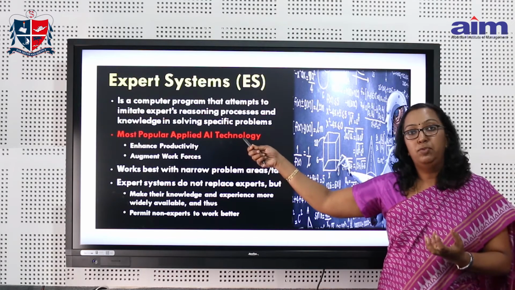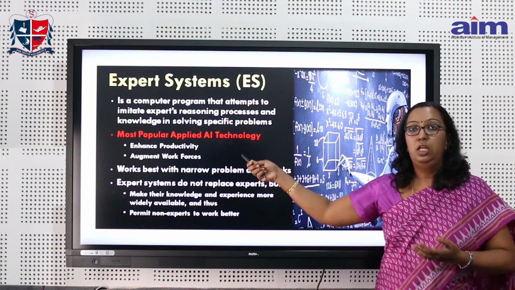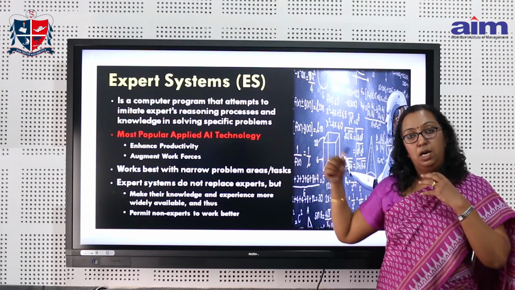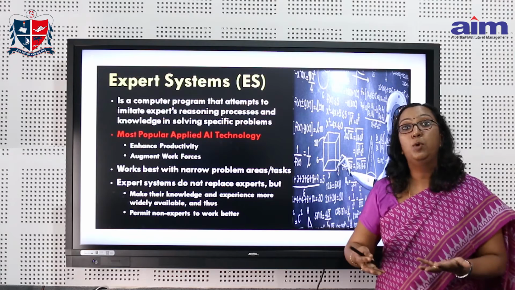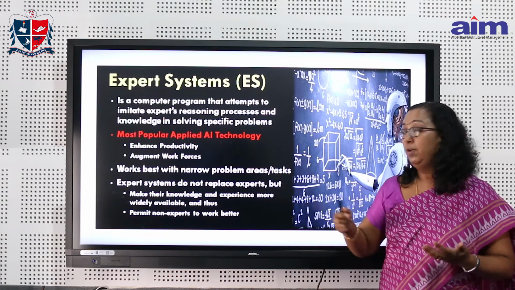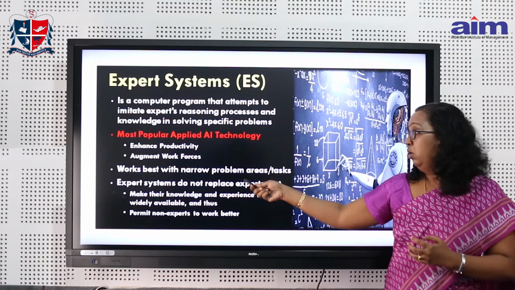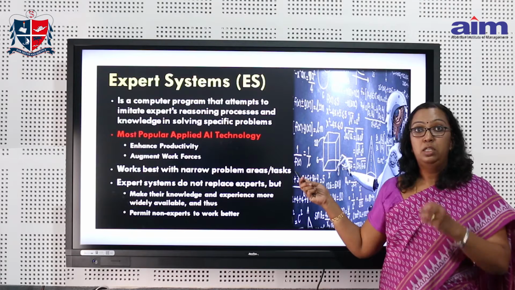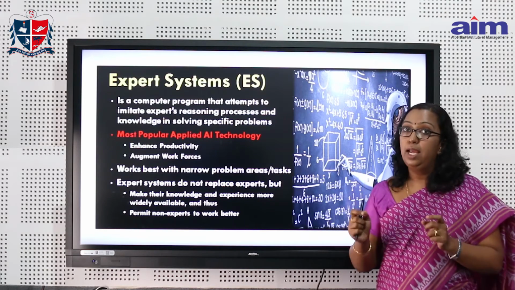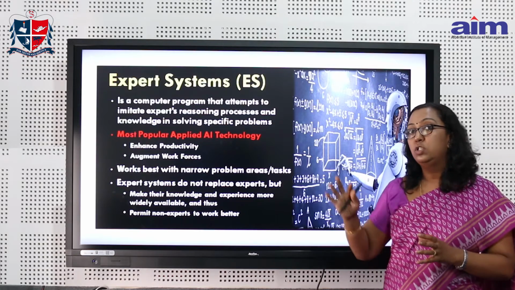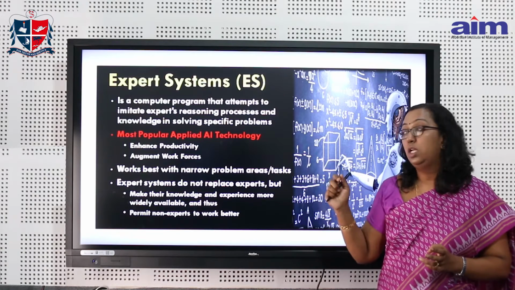The basic benefit of using expert system is to enhance productivity and also to augment the workforce. It will support the workforce in such a way that it will enhance the productivity of the entire workforce of an organization. This works better with narrow problem areas or tasks. This expert system can be used in very specialized focal areas, and you can take decisions on those areas as well as the problems associated with them.